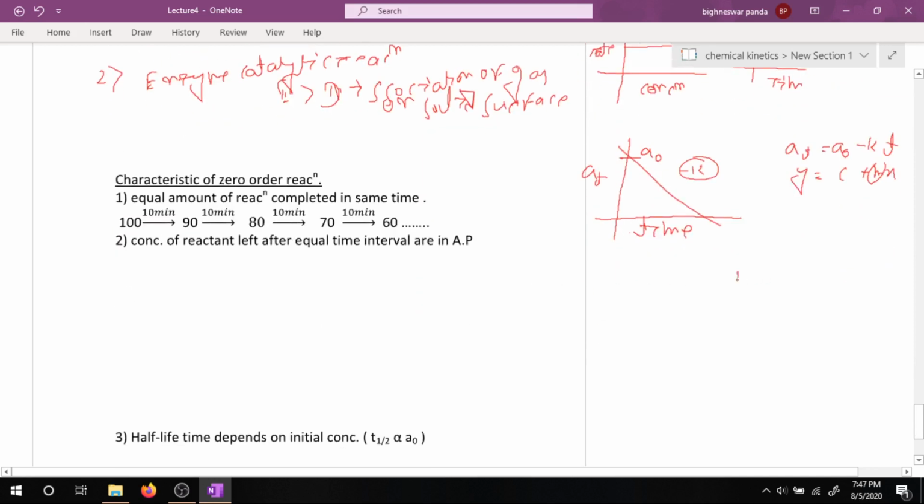Another graph is concentration of product versus time. Since the concentration of reactant decreases with the progress of time, similarly for the concentration of product we have x is equal to kt, that is Bt equal to kt. This is Bt. Here the product is linearly increasing with a positive slope.